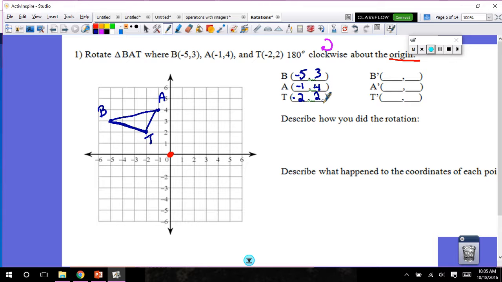Okay, and I'm going to show you how to do this using what we call patty paper. So let me get you some. Okay, so what you're going to do on the corner of your patty paper is you're going to get down your X and Y axis and your triangle labels. Let me show you what that looks like.